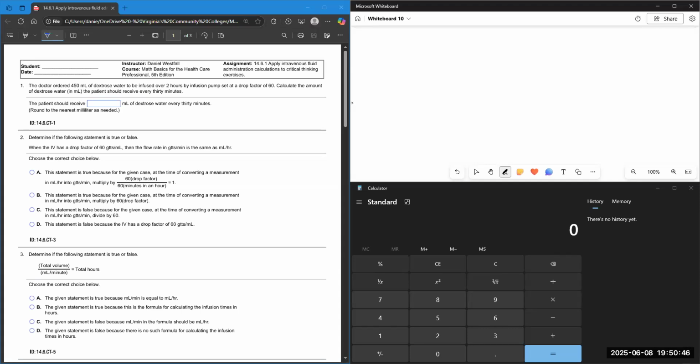For the first one, we have 450 milliliters to be infused over 2 hours. Because our drop factor is 60, we can use the ratio proportion technique to calculate the amount that's going to be infused in 30 minutes, which is half of an hour. And half of 450 is 225, which is 112.5. And they tell us to approximate to the nearest whole number. That's going to be 113 milliliters.